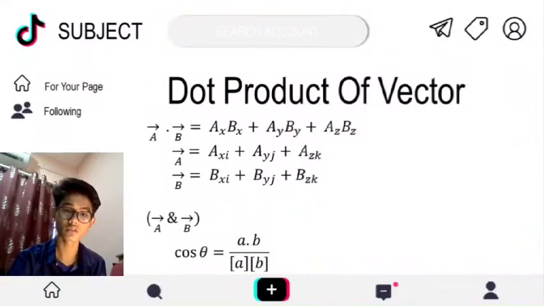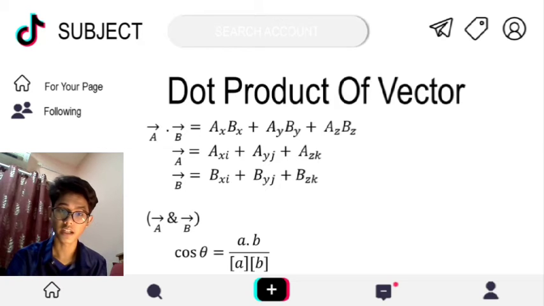Okay, here I'm going to talk about the formula of dot product of vectors. Vector A dot vector B is equal to Ax Bx plus Ay By plus Az Bz. For the vector A, it is equal to Ax i plus Ay j plus Az k. For the vector B, it is equal to Bx i plus By j plus Bz k.